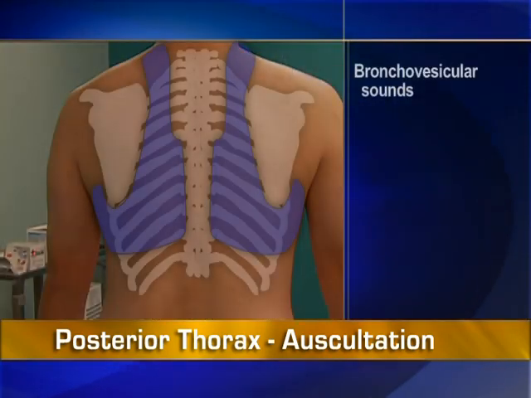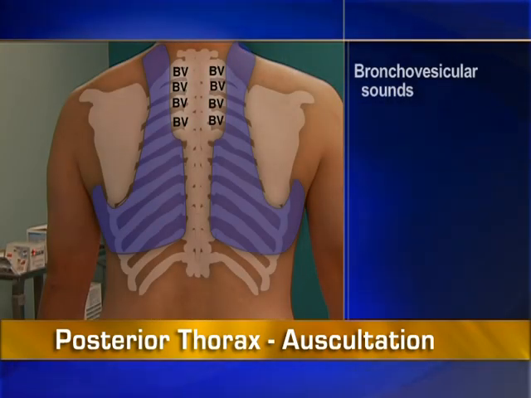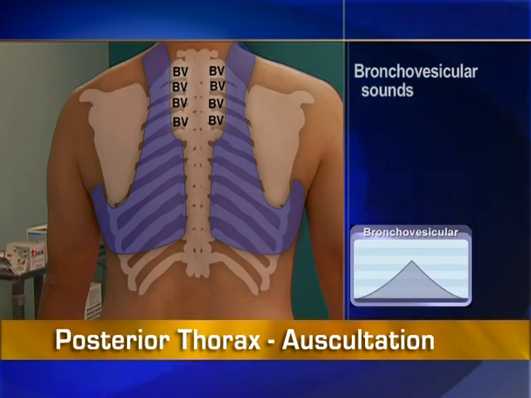On the posterior thorax, you should hear bronchovesicular sounds over the major bronchi from T1 to T4. These sounds are moderate in pitch and amplitude, last equally long on inspiration and expiration, and sound like this.